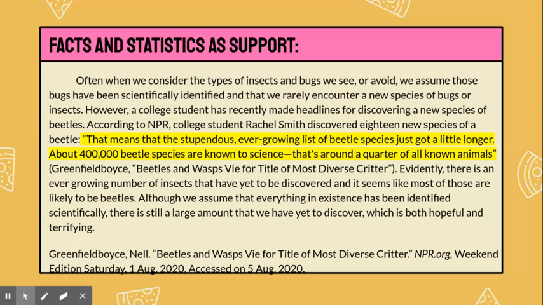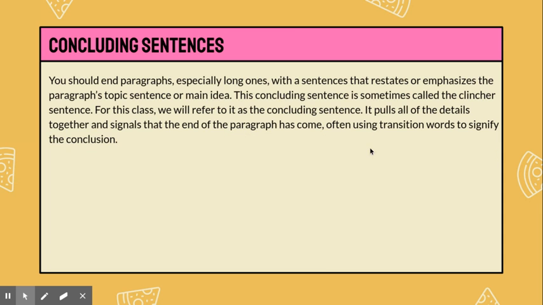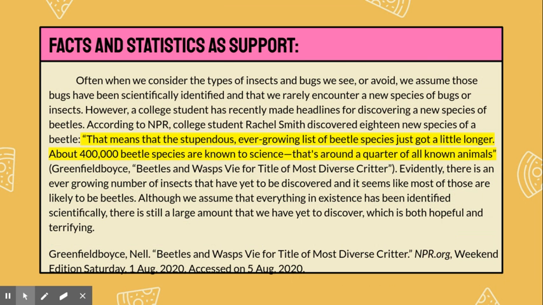This paragraph, along with this quote and citation, is an example of how you provide evidence of a fact. So the fact is that we have encountered a new species of bugs or insects. And college student Rachel Smith has discovered 18 new species. That is the fact. So the quote provides support of that fact.